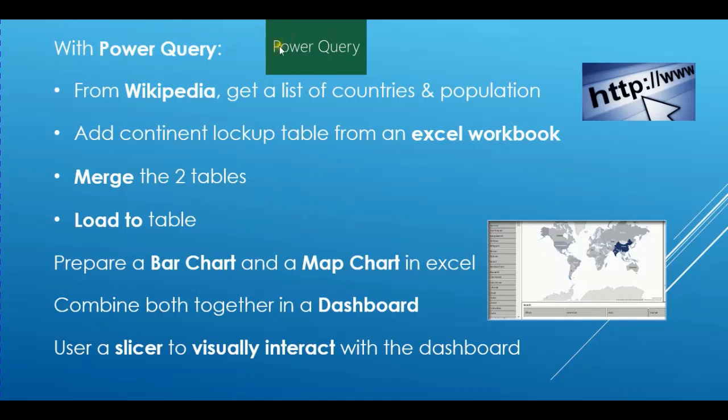Using Power Query, we are going to get a list of countries and population from Wikipedia, and then we have another Excel workbook that contains the mapping of the continents and the countries. We are going to merge these two tables together inside Power Query, and then load it into an Excel table. Then we are going to prepare a bar chart and a map chart in Excel. We'll combine both together in a dashboard, and we are going to use a slicer to visually interact with the dashboard.